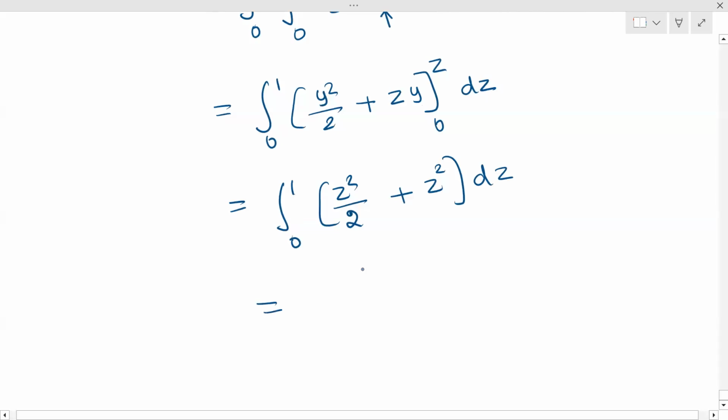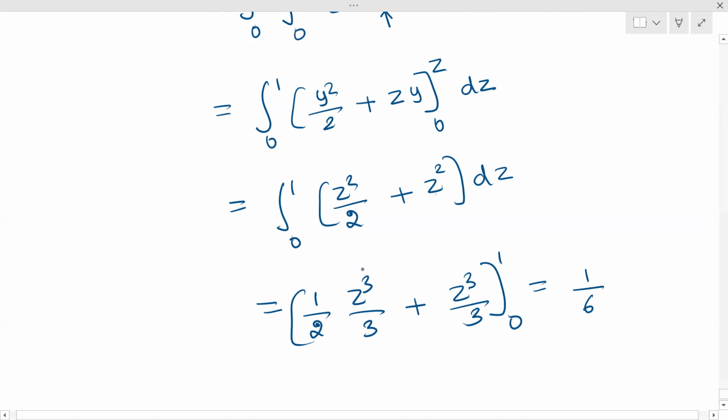Now we do the integration with respect to z. First term, z square integration is z cube by 3. Second term z square integration z cube by 3. So apply the limit, what you will get, 1 by 6 plus 1 by 3. So which is nothing but 1 by 3. Okay.